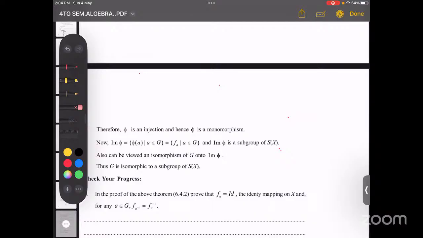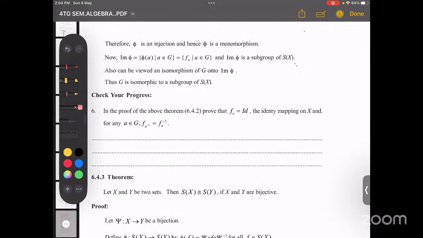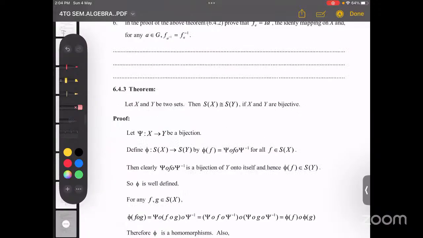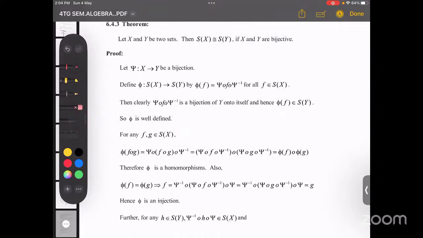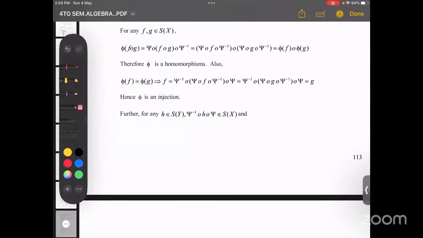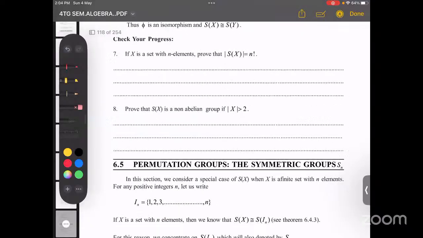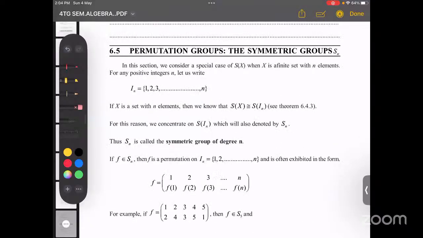Next, in section 6.5, we have what a permutation group is, the symmetric groups. Symmetric groups we represent with S_n, and we have the permutation groups there. Here the symmetric group we denote with S_n.